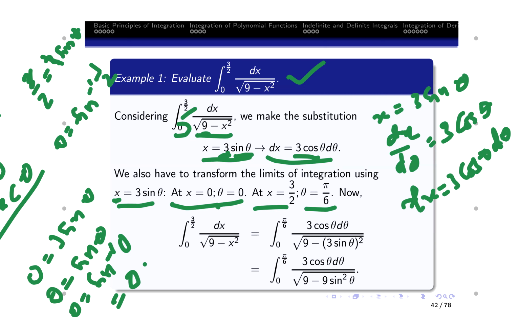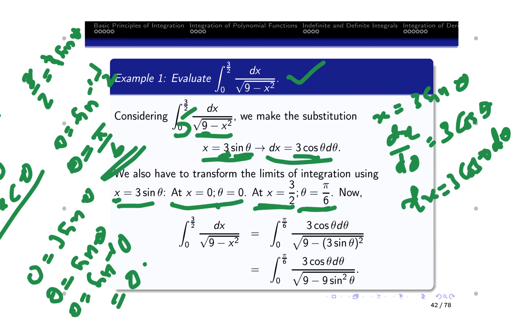So that means arc sine of 1 over 2 is the same thing as theta equals 30 degrees. And 30 degrees is pi over 6 because pi is 180, and 180 over 6 is 30. So at x equals 3 over 2, theta is pi over 6. If you're not sure of this, you can always use your calculator, but pi over 6 is beautiful to work with, especially when dealing with trig like this, because it is more accurate.